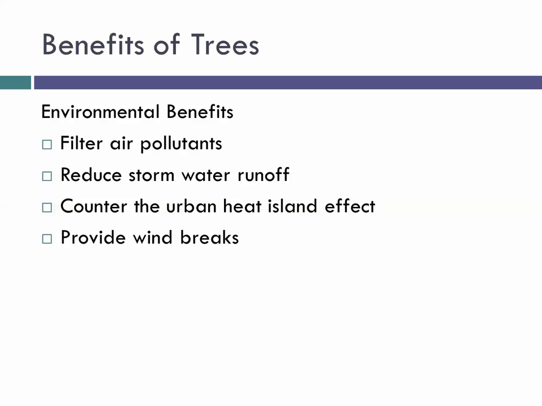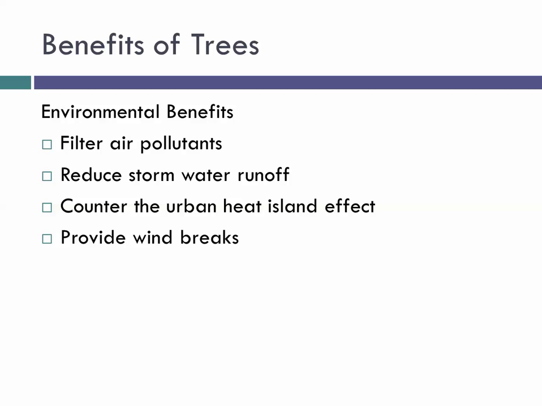Trees offer many benefits. From the environmental point of view, they filter out air pollutants. Those leaves capture airborne particles and help pull them out, making it easier for us to breathe. The leaves also reduce stormwater runoff by intercepting rain during a storm event. And instead of that rain coming down and hitting the roads and paved surfaces and flushing into the sewers and waterways, those trees will have that water accumulate, run down the branches, and guide it towards the ground where it can actually infiltrate into the soil and be recharged that way.